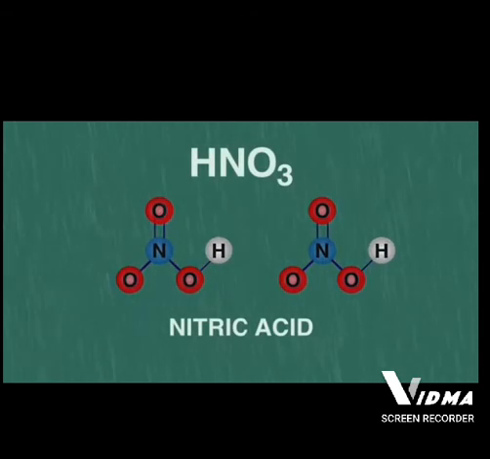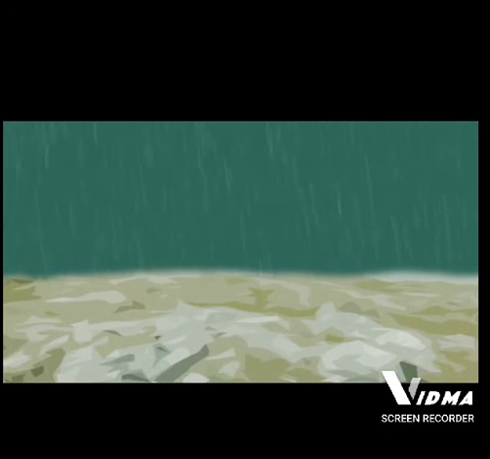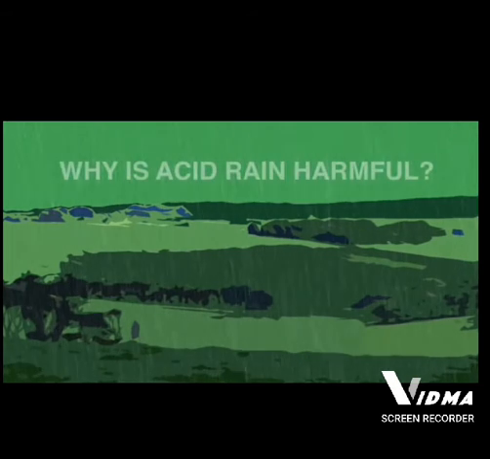If the rain falls on limestone soils which are alkaline, the acidity may be neutralized. However, if the rain lands on neutral or acid soils or on vegetation, then it can cause damage. So why is this acidity harmful to living things?